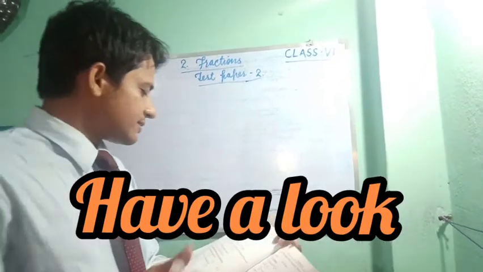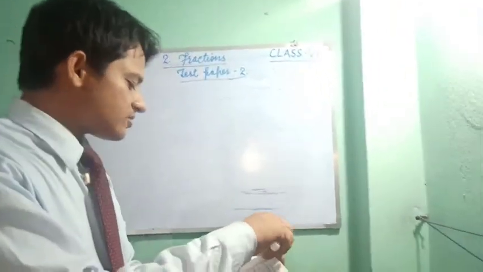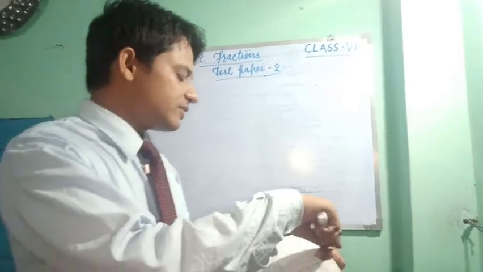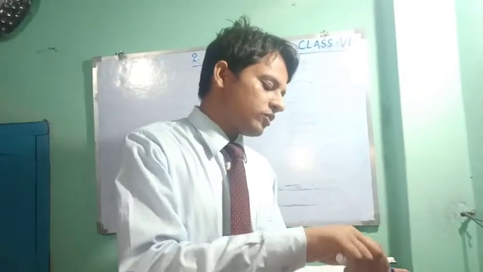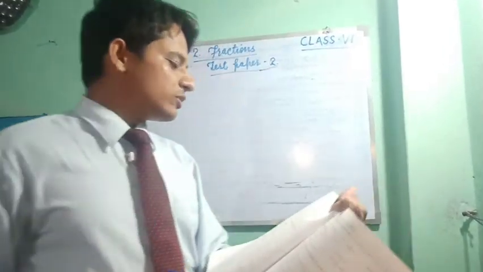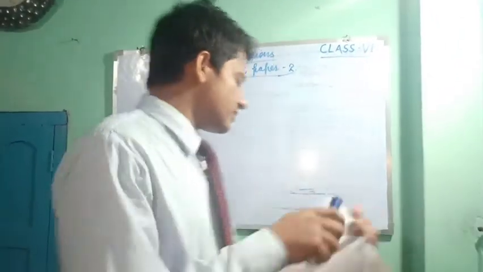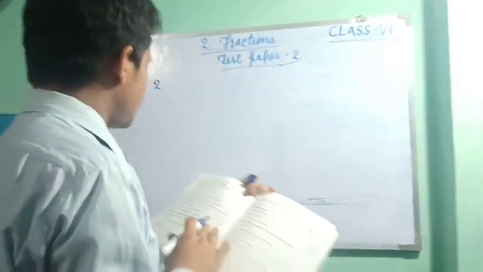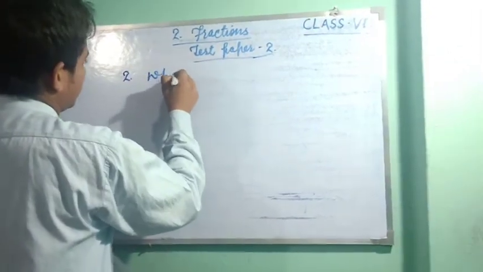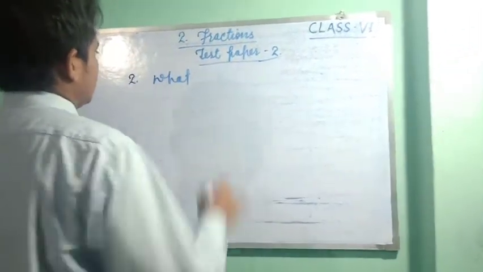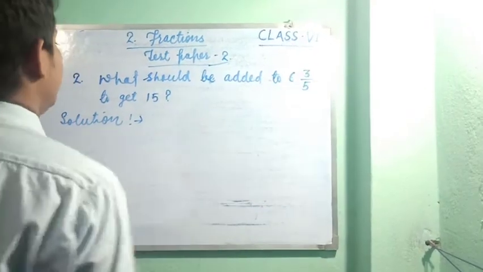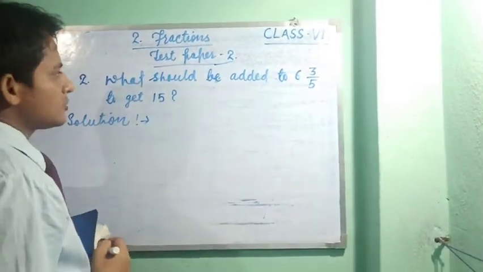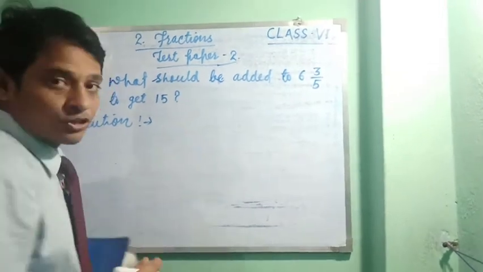The first question is: define fractions, vulgar fractions, and improper fractions, with two examples. You can do it because we have already learned. Now the second question is: what should be added? Question number two: what should be added to 63/5 to get 15? Suppose, let x should be added.